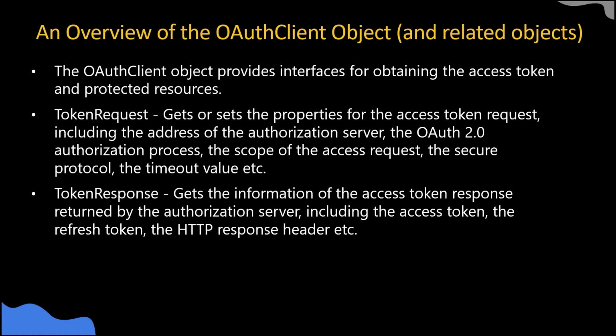Now, the OAuthClient object provides interfaces for obtaining the access token and protected resources, like I said before. The token request object gets or sets the properties for the access token request, including the address of the authorization server, the OAuth 2.0 authorization process, the scope of the access request, the secure protocol, the timeout value, etc. The token response object gets the information of the access token response returned by the authorization server, including the access token itself, the refresh token, the HTTP response header, etc.